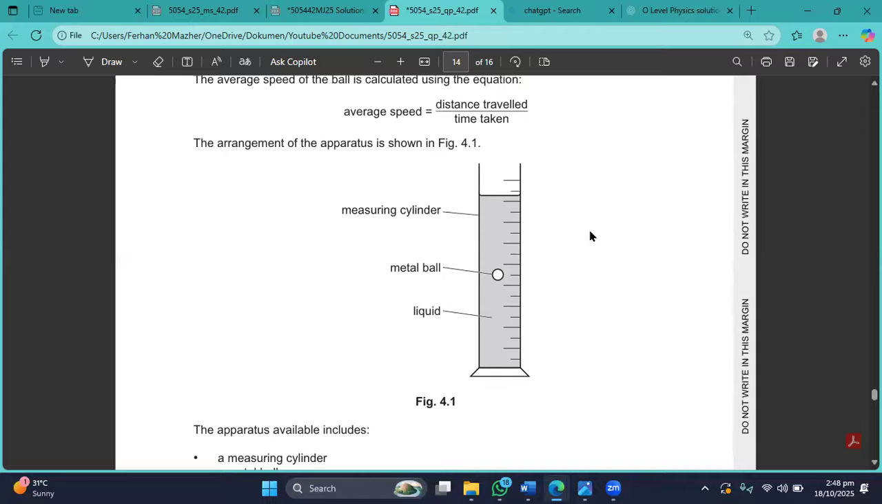Then at the end, you will draw a graph, and on the x-axis you should represent the density of the liquid, and on the y-axis you should represent the speed of the ball in that liquid, and you should plot those points. Then by looking at the shape of that graph, you will be able to tell what the relationship is between the speed of the ball in that liquid and the density of the liquid.